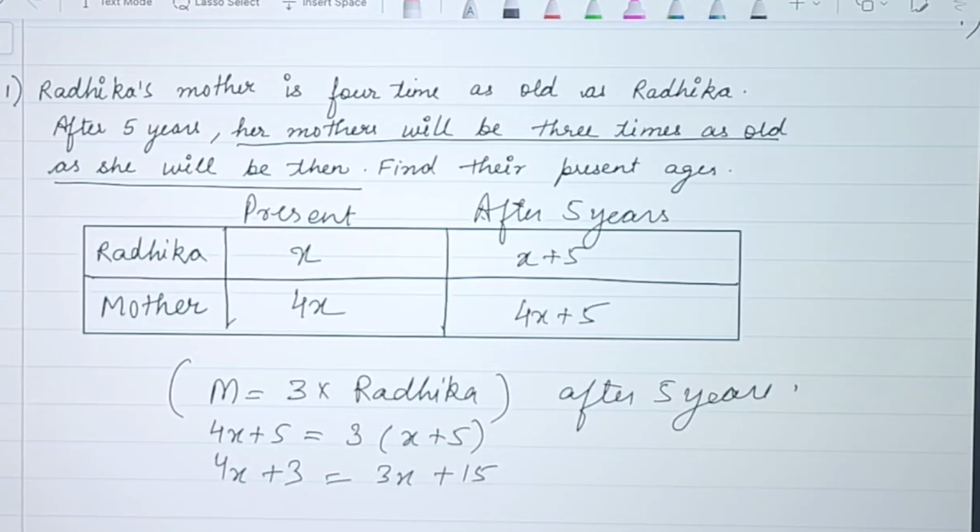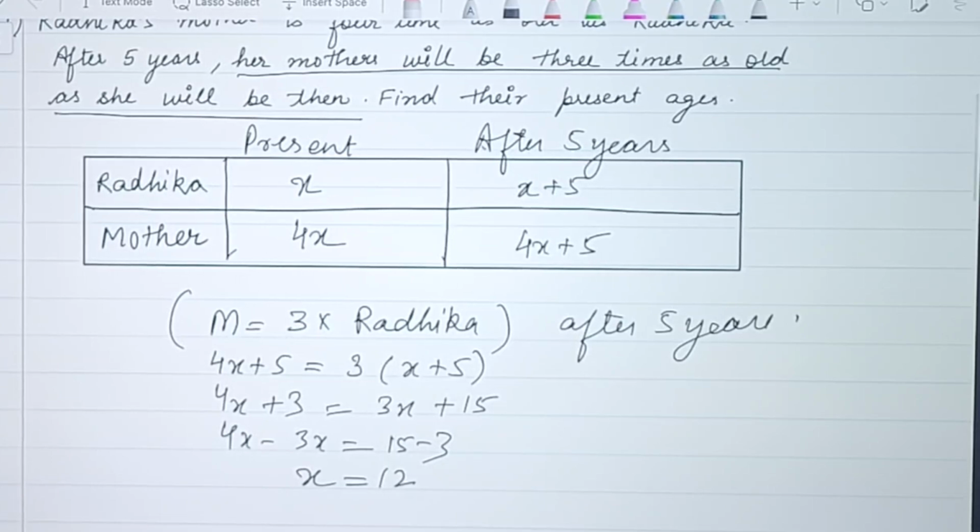Now we have a linear equation. We do the transposition and solve it. 4x minus 3x is equal to 15 minus 3, that is 12. x is equal to 12. So Radhika's age is 12 and the mother's age is 4 into 12, that is 48.